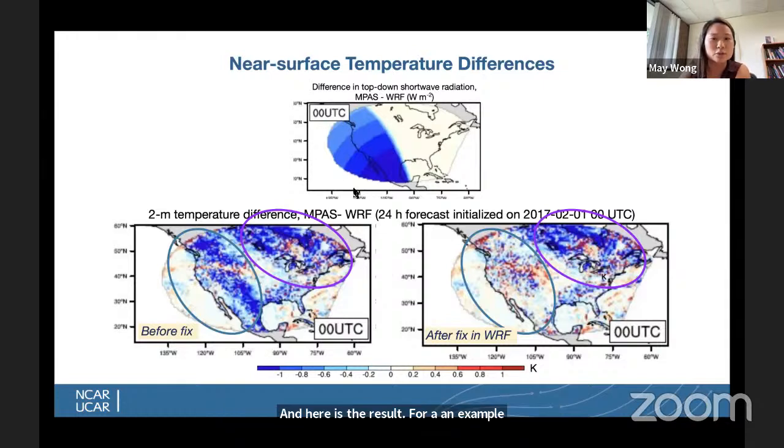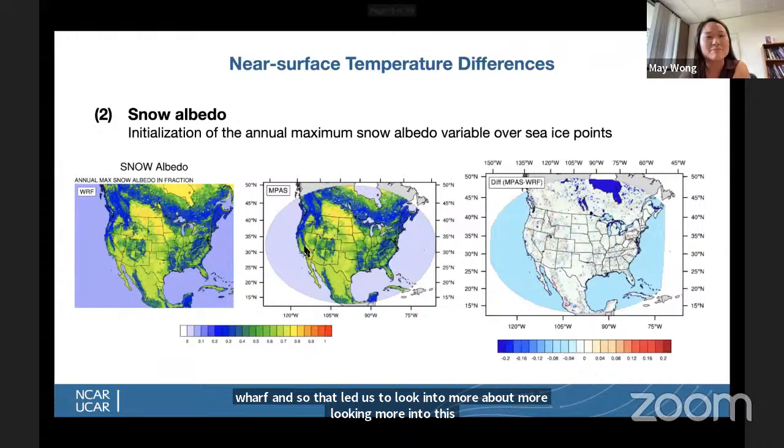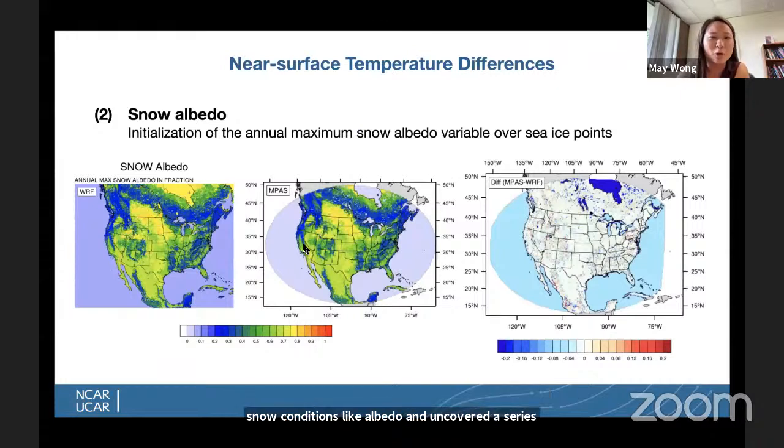So this is at 0 UTC, so shortwave. We have this sunlight basically over the west of the Rockies. And before, here again, we see this persistent colder temperatures in Mpass compared to Wharf. And with the fix, or the change, I should say, in Wharf, you can see that this basically eliminated the colder temperatures in Mpass, or the difference. But as you can see over the Hudson Bay area, we still see a lot colder temperatures in Mpass compared to Wharf. And so that led us to look more into the snow conditions like albedo, and uncovered a series of more bug fixes.